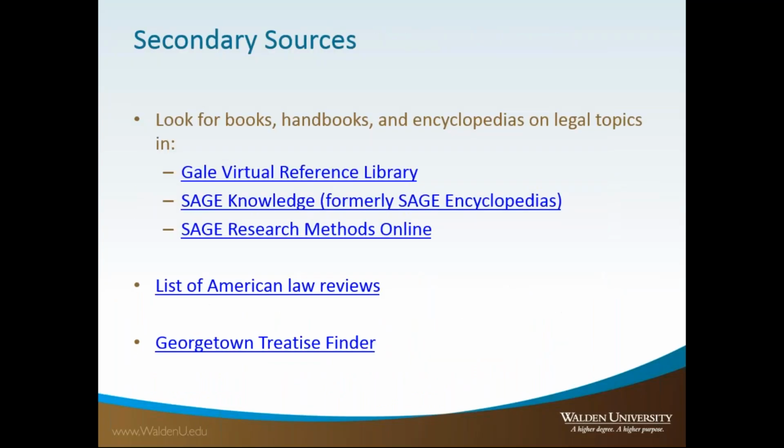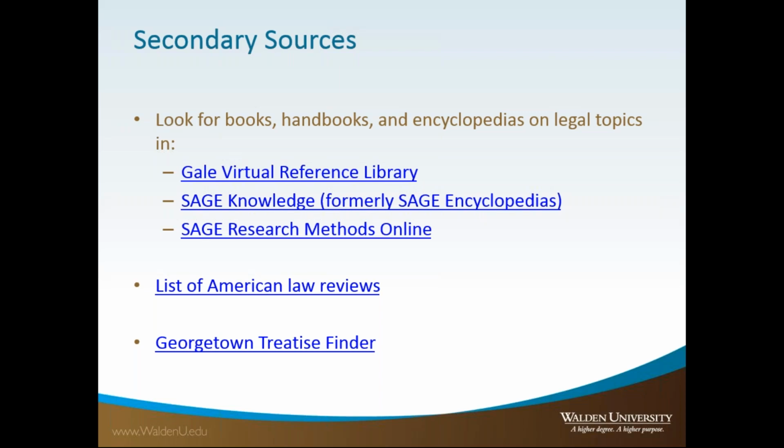So like I said, I often recommend that students start with secondary resources. So books, handbooks, encyclopedias on legal topics. And your best bets for finding these kinds of resources at Walden are going to be these three databases that I've linked here. Given that we don't have a formal law school, we don't have as many resources for legal research as some other institutions. But these ones are surprisingly helpful.